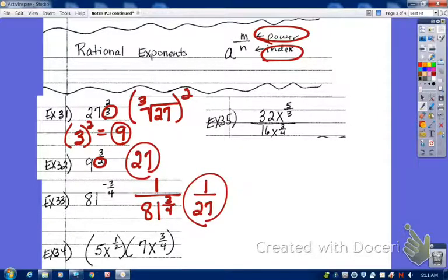The bottom number of the fraction is the index. The top number is the power.